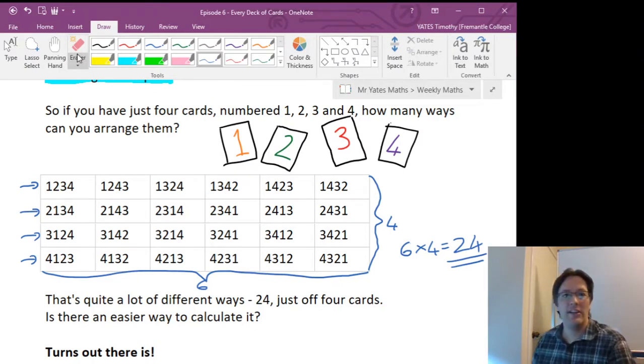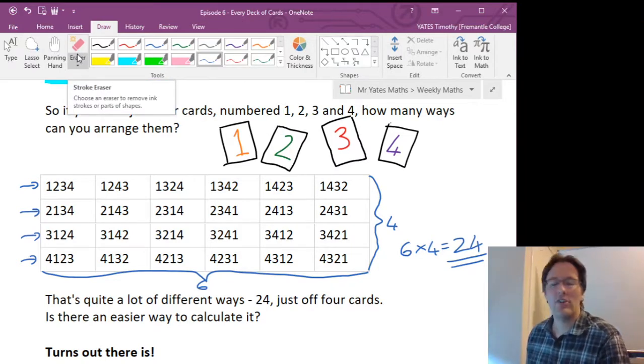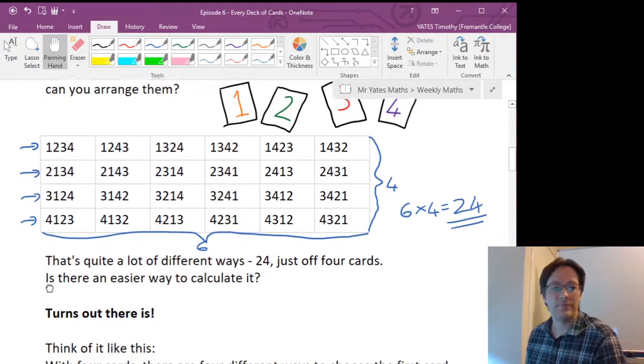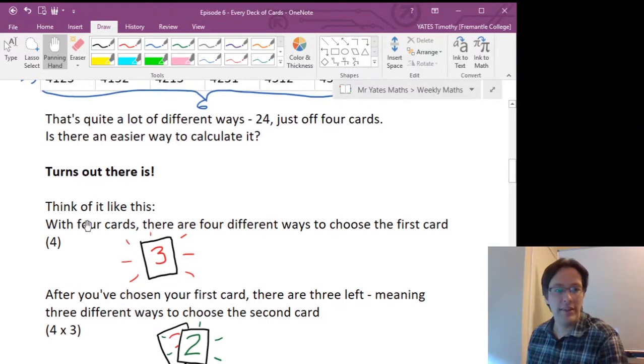If we're going to be calculating 52 cards, we're going to have to think, is there an easier way to calculate it? And yeah, it turns out there is. So let's have a look. Now let's think of it with our 4 cards just to start with.